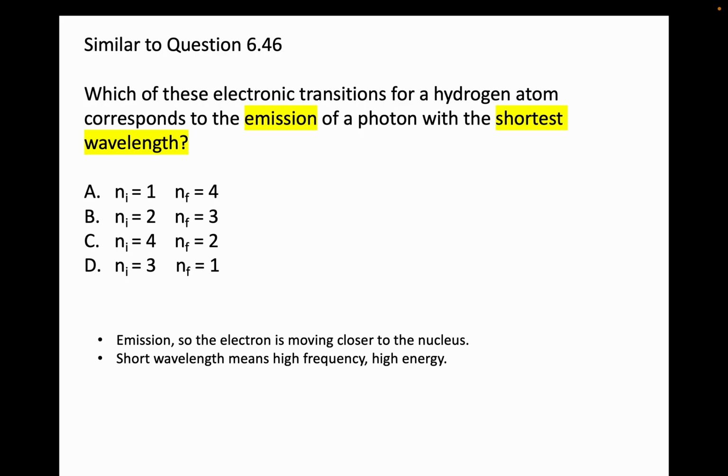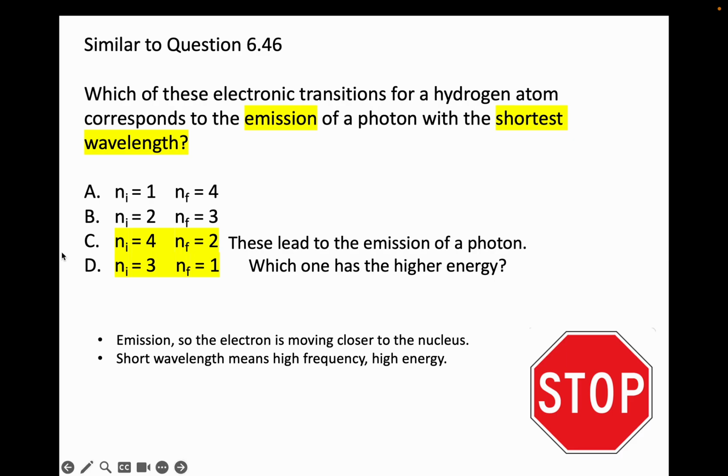So if I look within the choices here, I have 2 examples that are going to lead to an emission. They're initially at a higher energy level, and they're moving closer to the nucleus. These 2 correspond to emission. A and B would correspond to absorbing a photon. So out of choices C and D, they both lead to emission. Which one corresponds to the higher energy?